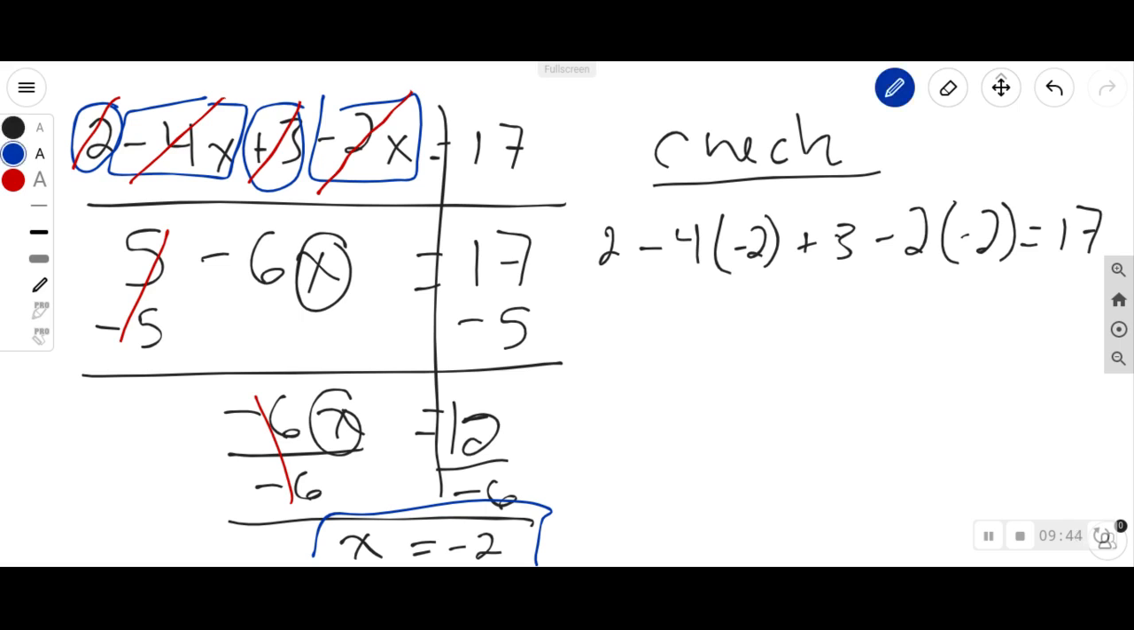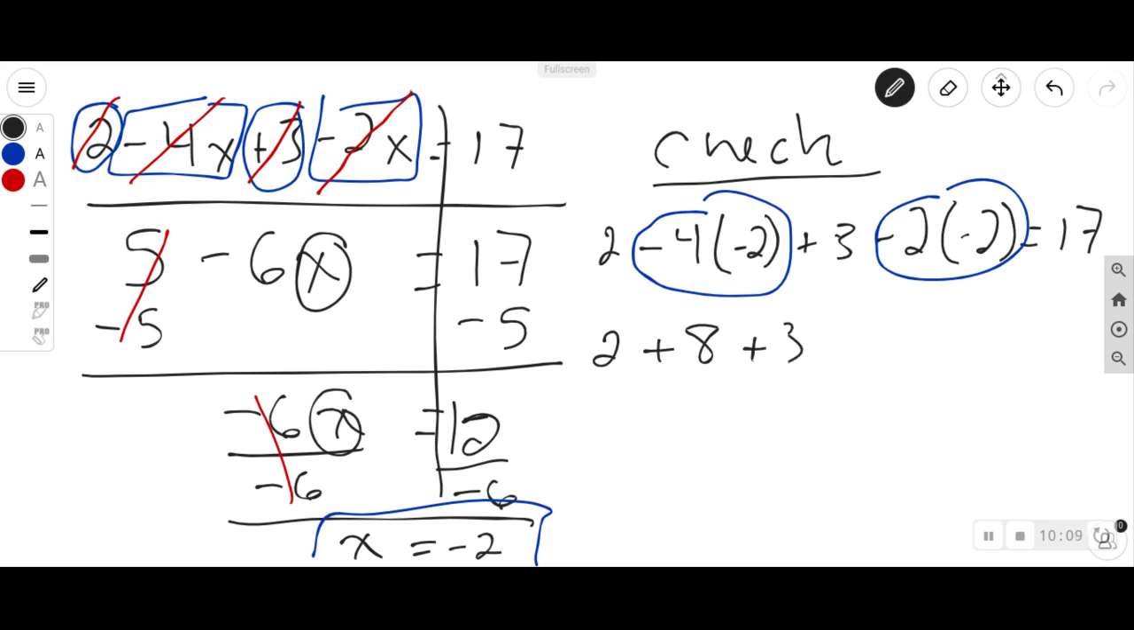Again, I've got two things I can do here. I can deal with that and that at the same time. Since they're not touching each other, we can do them at once, which is what I'm going to do. Again, it's a shortcut. You don't have to. You can do each one separately, but the shortcut can be very helpful. Negative 4 times negative 2 is positive 8. Then we have plus 3. Negative 2 times negative 2 is positive 4, equals 17.